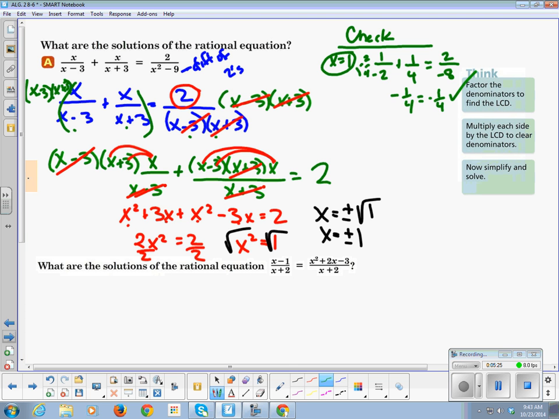Now we're going to check x equals negative 1. So I'm going to put it in my equation. So I get negative 1 over negative 1 minus 3, which is negative 4. I get negative 1 over negative 1 plus 3, which is negative 2. And I get 2 over negative 1 squared, which is 1, minus 9 is negative 8. If you look here, I got a negative on the top, a negative on the bottom. That's positive 1/4. Here I have a negative on the top, a negative on the bottom. That's positive 1/2. Is there any way that a positive 1/2 plus a positive 1/4 can equal a negative 1/4?